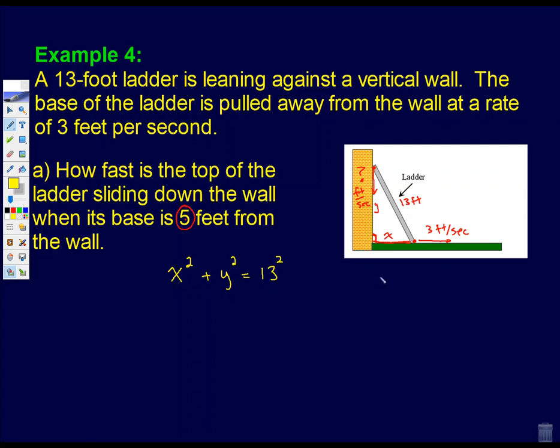Remember, it's implied here that x really means x as a function of time. And it's also implied that y is a function of time, because these are moving at a particular rate. So at any given moment, they each have their own value and each have their own rate. So now we're going to apply a derivative to both sides of the equal sign.